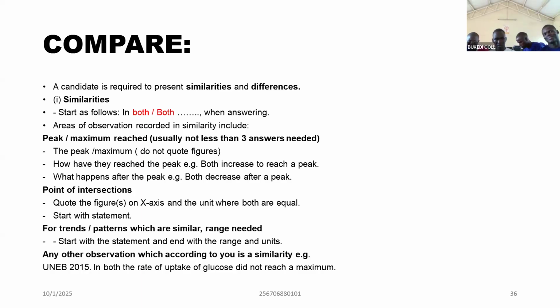I was asking that if they tell you to write differences, is it okay to just draw a table? Okay. Let me answer that. I think I will answer that when we reach a table, when we reach the difference part.